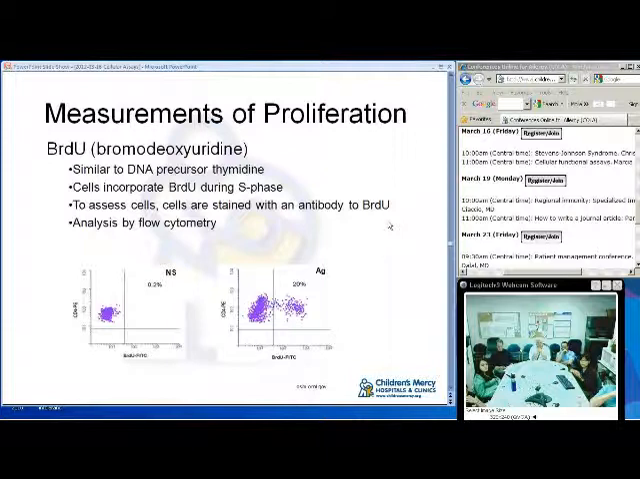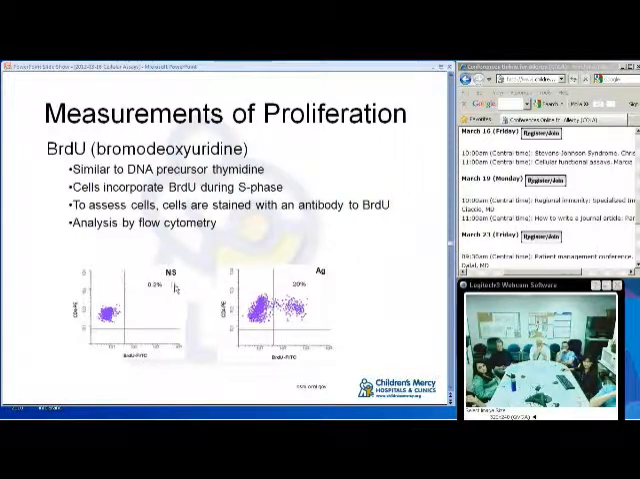You can also do it by bromodeoxyuridine. It's similar to the DNA precursor thymidine, and the cells incorporate BrdU during the S phase. To assess those cells, you then need to stain with an antibody to BrdU and analyze this by flow cytometry. So here's an example where the cells were stained with both CD4 and then an antibody to BrdU.